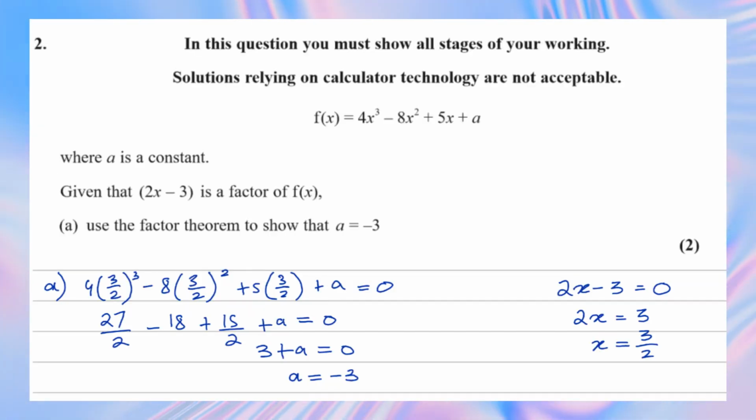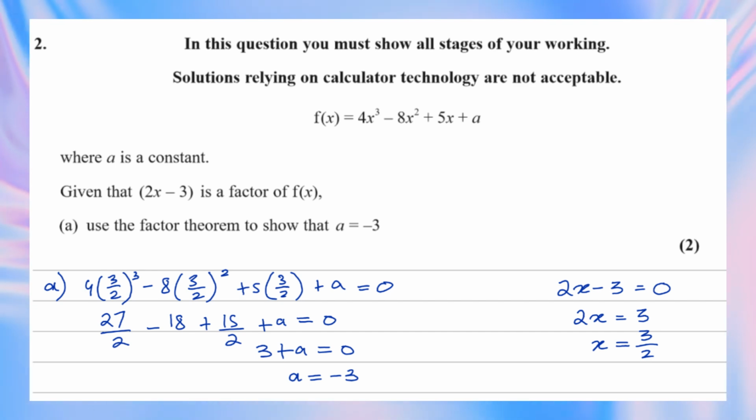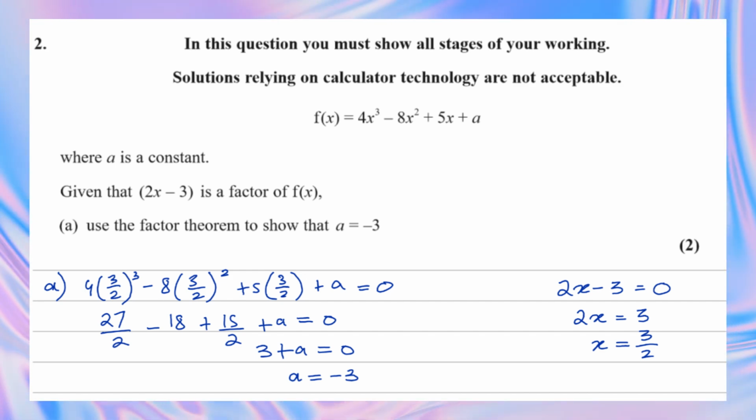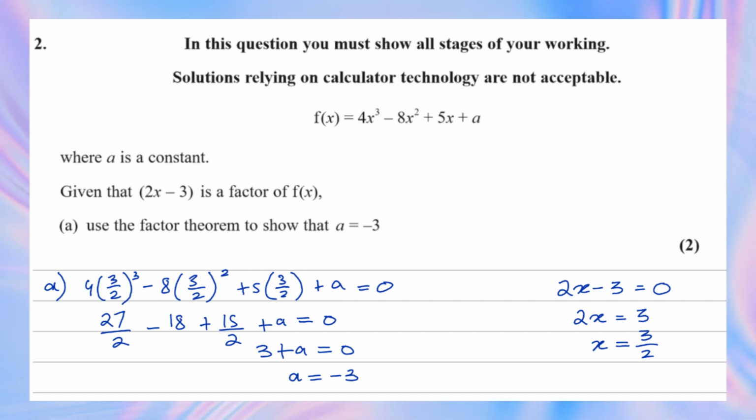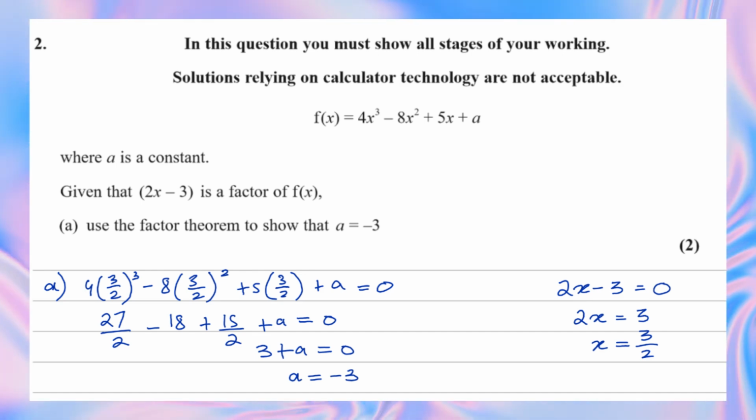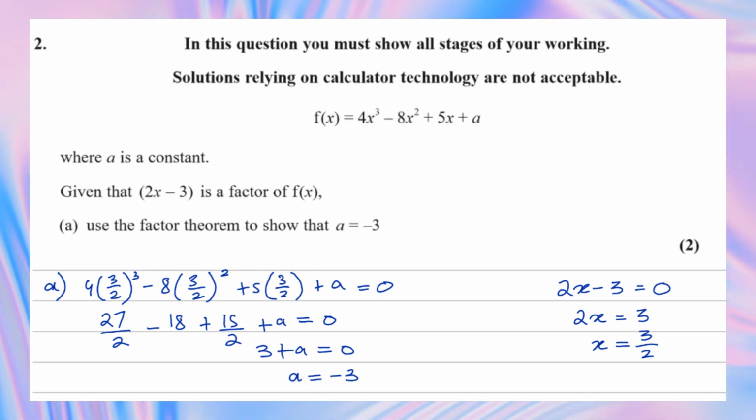It says in this question, you must show all stages of your working. Solutions relying on calculator technology are not acceptable. Then it says f of x equals 4x cubed minus 8x squared plus 5x plus a, where a is a constant. Given that 2x minus 3 is a factor of f of x, use the factor theorem to show that a equals minus 3.